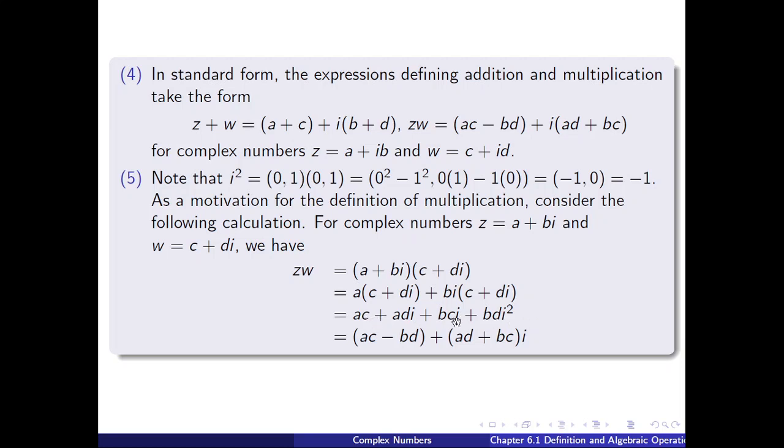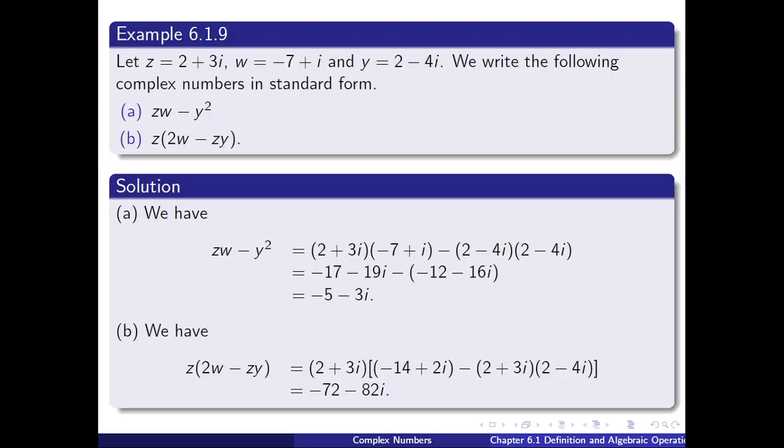So we have AC minus BD, and then if we take coefficients of i, we get (AD plus BC) times i outside, like that. And this is consistent with what we already know, so therefore this works, right? Let's look at example 6.1.9.